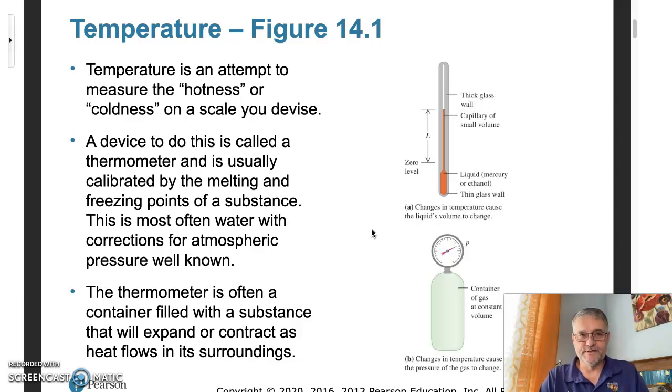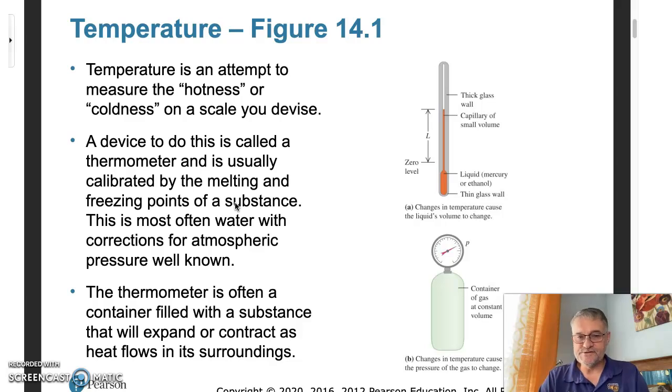Temperature, what is temperature? That is an important question in our study of thermodynamics to understand. It's an attempt to measure the hotness or coldness on a scale. Temperature actually is defined as the measurement of the average kinetic energy that's in an object. In other words, the amount of energy that the molecules have because of their motion. And generally, the rule of thumb is the more energy they have, the more activity and motion they have. And so that is a way of measuring it.